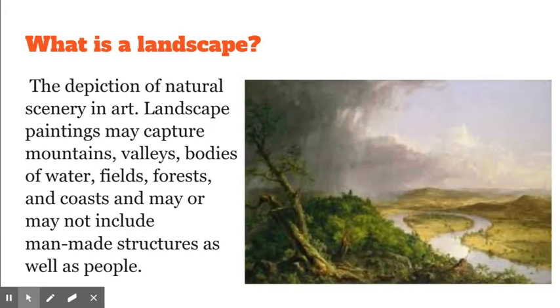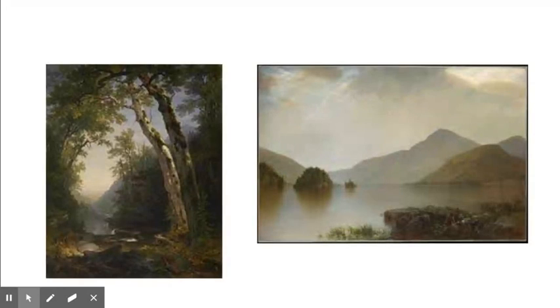So on the left, you have a tree, and then you've got some bushes behind the tree. And as you can see, there's a body, like a river or a stream running right behind that. And then there's some hills and mountains, and then there's the clouds in the sky. So here are two other examples of landscape paintings.